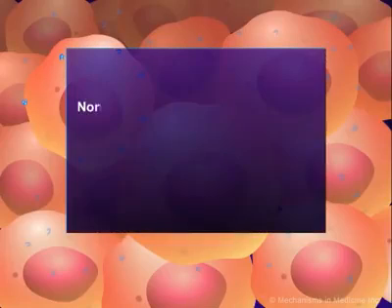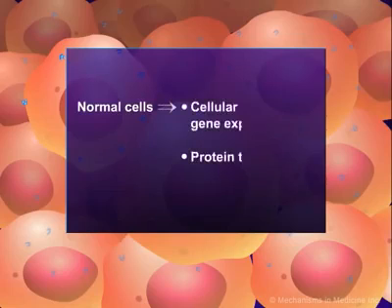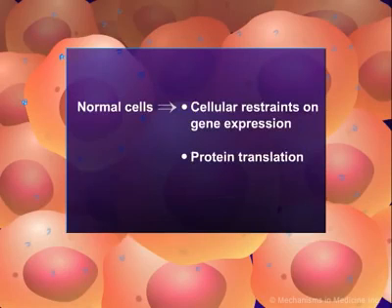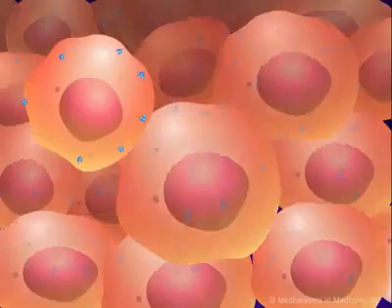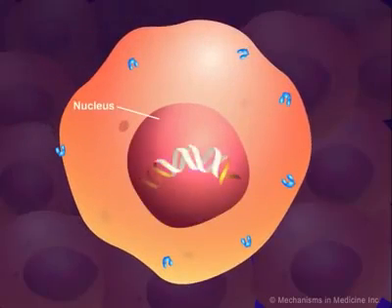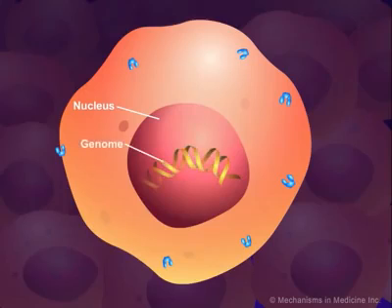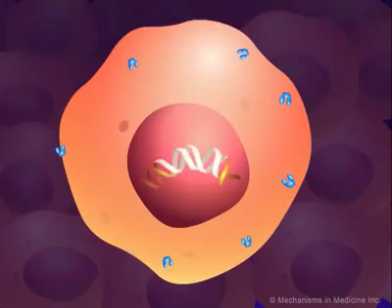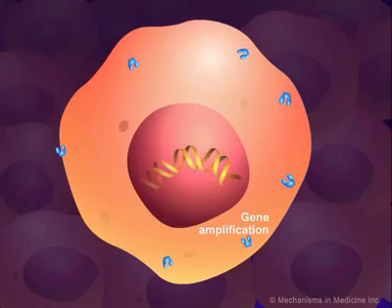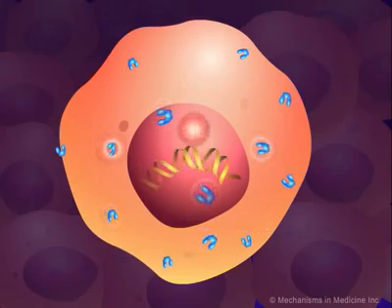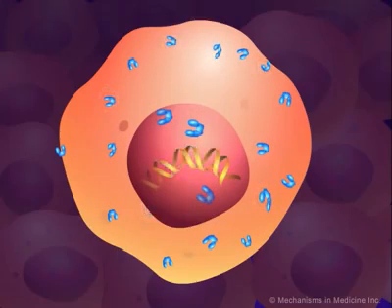In normal cells, the production of cell surface receptors is limited by cellular restraints on gene expression and protein translation. In tumor cells, however, mutations in the genes encoding for the receptors disrupt this finely tuned regulation, and too many copies of the gene are produced, a phenomenon called gene amplification. This, in turn, leads to excessive transcription and production of receptors.